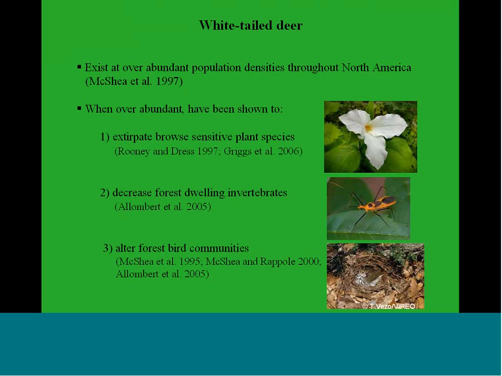And this is due to many reasons. One is loss of apex predators. The other is reduction in hunting. And then the other reason is increased winter forage through suburban shrubbery, as well as fields that are left fallow or foods that are left over from agriculture out in the fields throughout the winter. When deer are overabundant, they have been shown to extirpate drought-sensitive plant species, decrease forest-dwelling invertebrates, and alter forest bird communities.